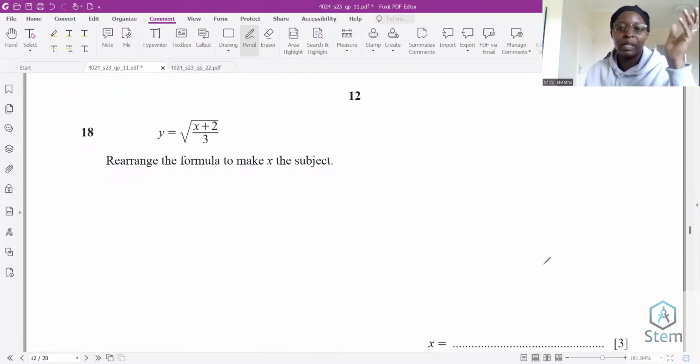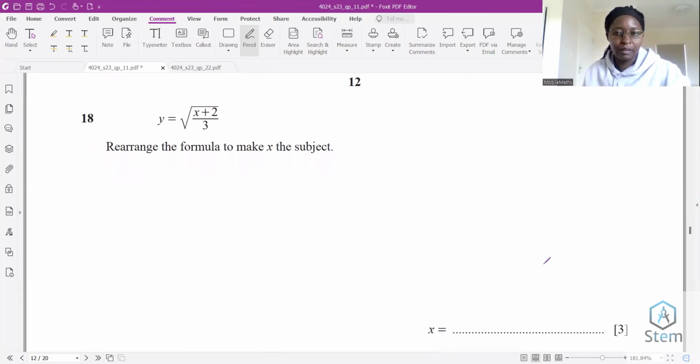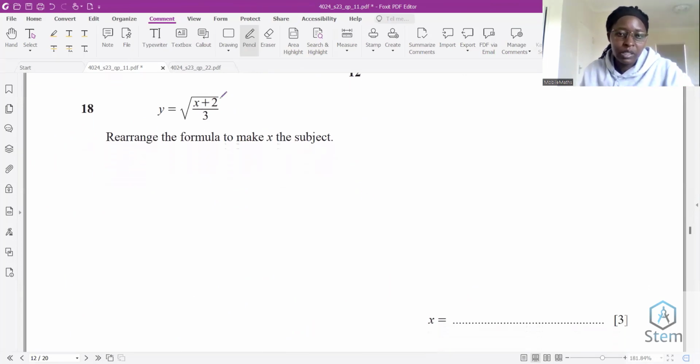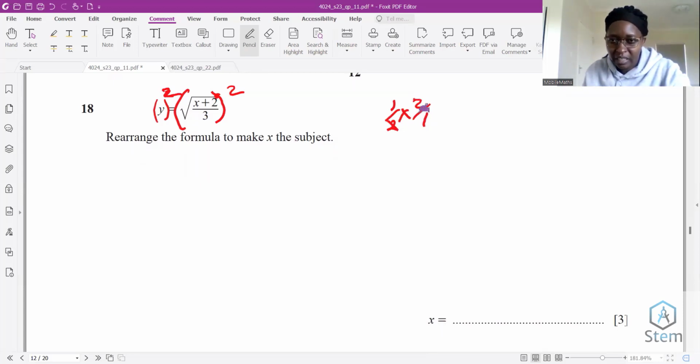Y is equal to that. Rearrange the formula to make x the subject of formula. Fine. So the first thing we do is away with this square root sign. So to get rid of that, we square every side. So we square this side, we square our y as well. The idea is that when you have a square root, it's like to the power of half. Then when you square, you are multiplying by 2 over 1, such that they cancel off each other. That's basically what we are doing.